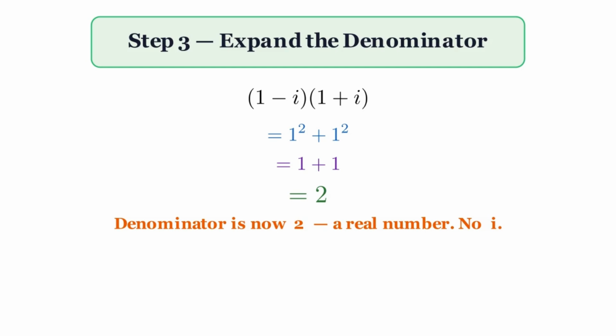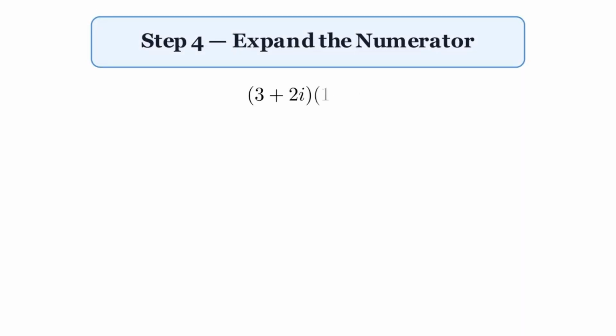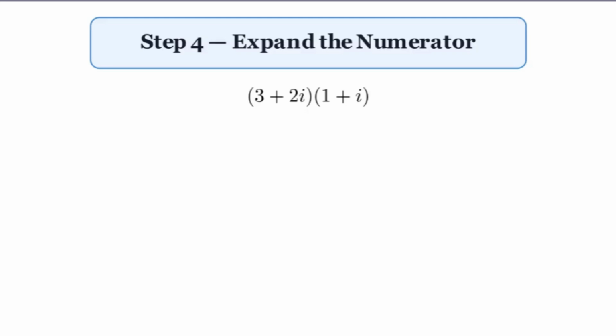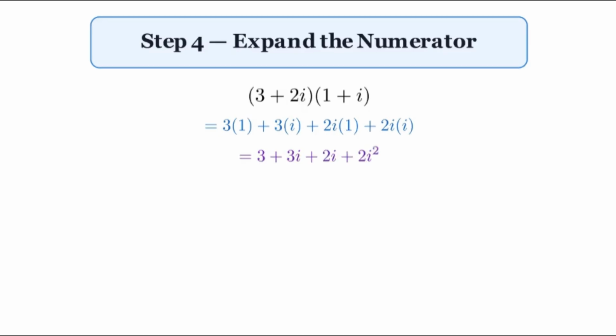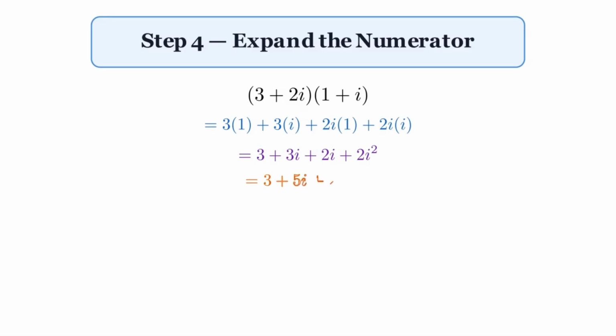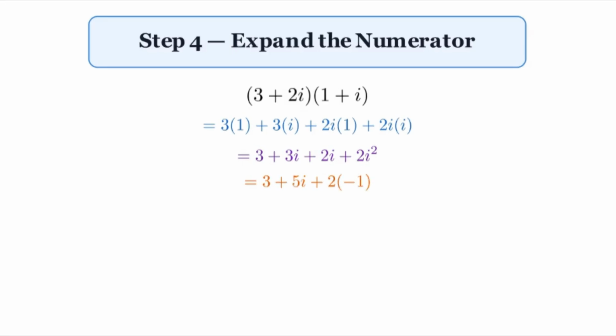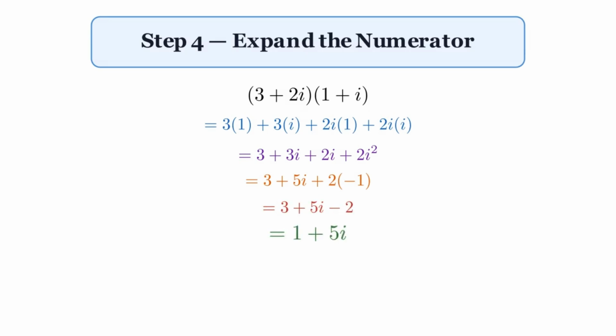Step 4. Expand the numerator: (3 plus 2i)(1 plus i) equals 3 times 1, plus 3i, plus 2i times 1, plus 2i squared, equals 3 plus 3i plus 2i plus 2i squared, equals 3 plus 5i plus 2 times -1, equals 3 plus 5i minus 2, equals 1 plus 5i.